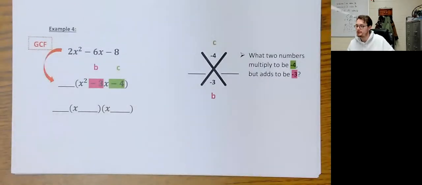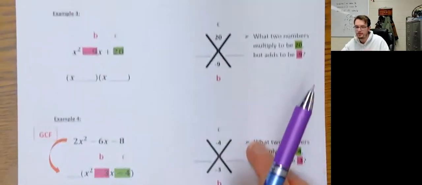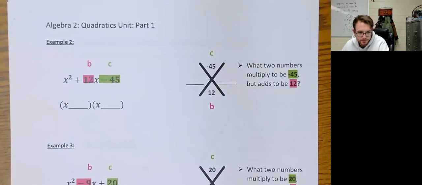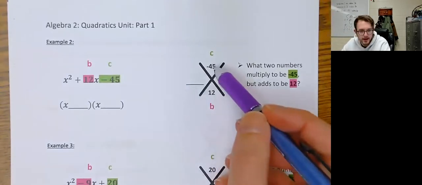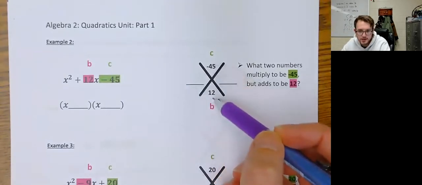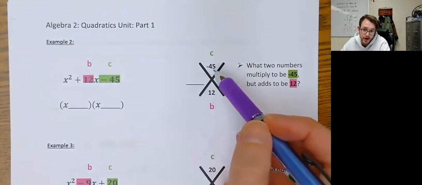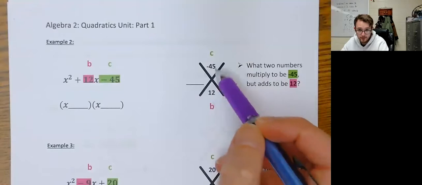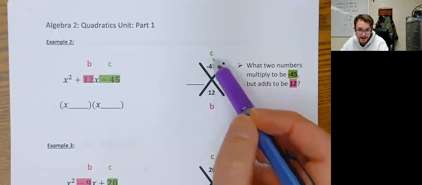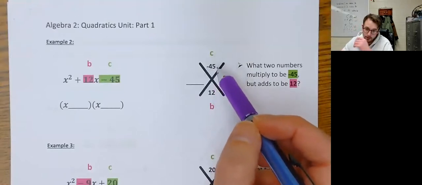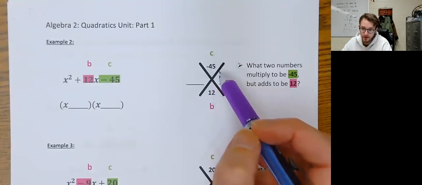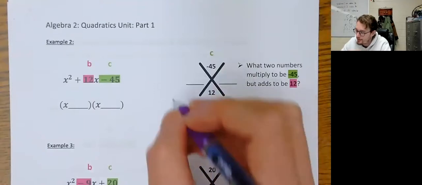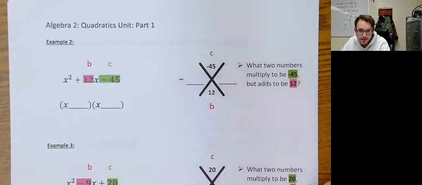All right, so let's go through. How many examples do I have of this? Quite a few. So we got our c value, negative 45. We got our b value, positive 12. What are some factors of negative 45 that add to 12? Well, first off, when you have a negative product, because we want to multiply to negative 45, one of these numbers has to be negative.